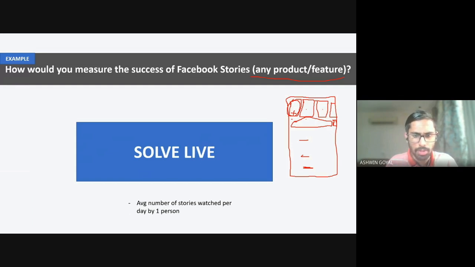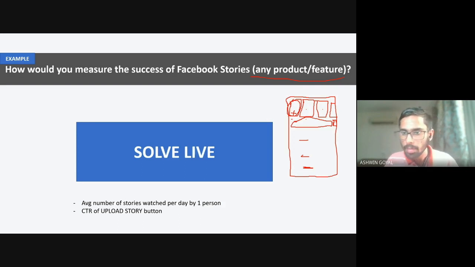What can be other metrics? Number of stories uploaded per day, or put it this way, CTR of upload story button, right? Click through rate of this button. Yes, definitely, average number of stories each user is uploading per week. So this can be a good metric.